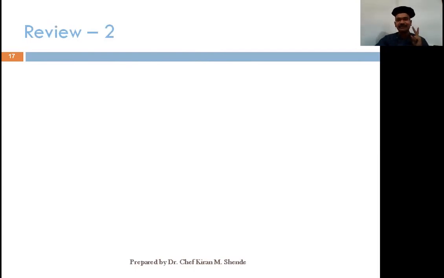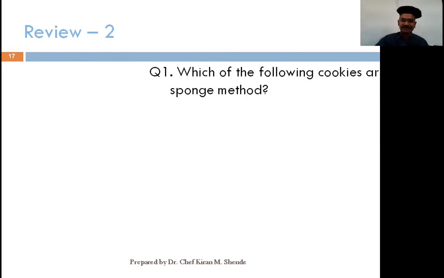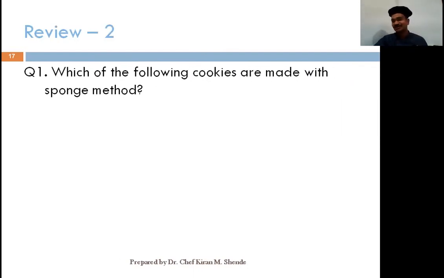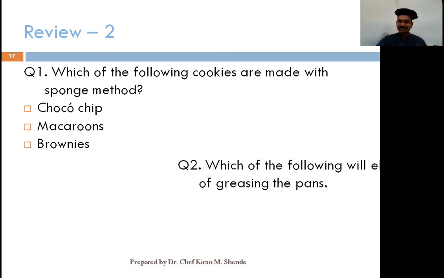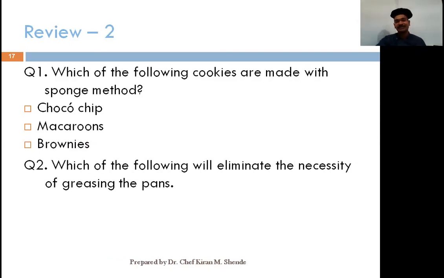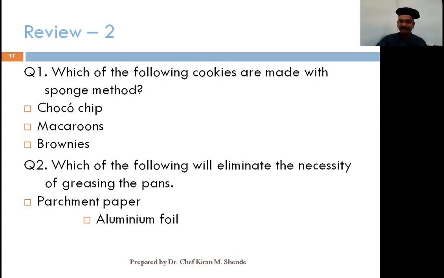Let us have my review number 2. First question in my review number 2. Which of the following cookies are made with sponge method of cookie making? Your options are chocolate chip cookies, macarons, brownies. My question number 2. Which of the following will eliminate the necessity of greasing the pan? The options are in front of you: parchment paper, aluminum foil, and cling foil.